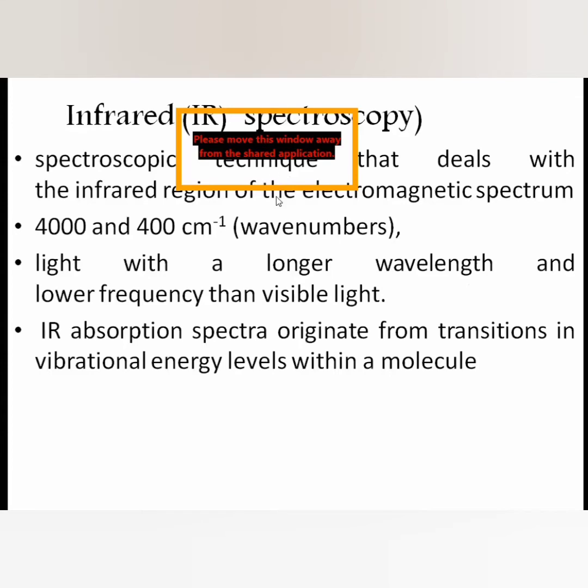That is a spectroscopic technique that deals with the infrared region of the electromagnetic spectrum, that is the wave number range 400 to 4000 centimeter raised to minus 1. Light with a longer wavelength and lower frequency than visible light is known as infrared radiation. And if a molecule interacts with infrared radiation, then there is a transition in its vibrational energy level.